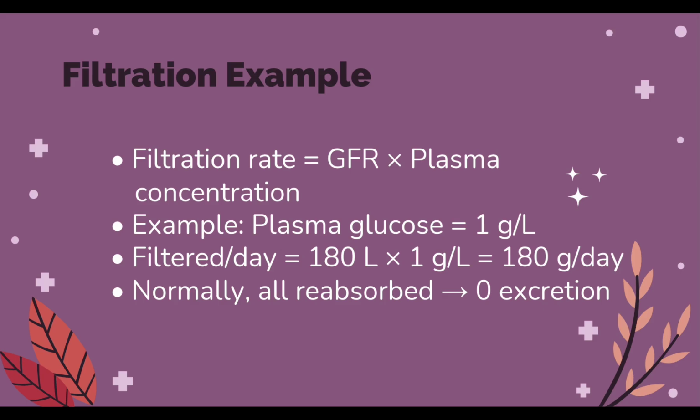This is the filtration example. In the third session of the renal physiology series, we talked more about how we calculate things and how we get these rates. Normally, things that are fully reabsorbed, like glucose and amino acids, have zero excretion. They are not in the urine of a normal person.